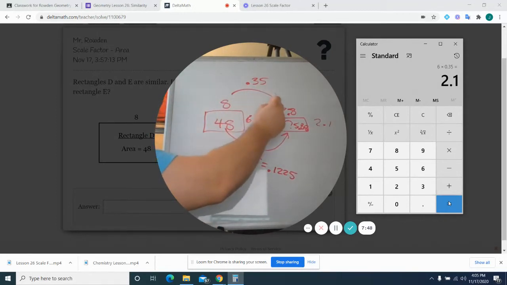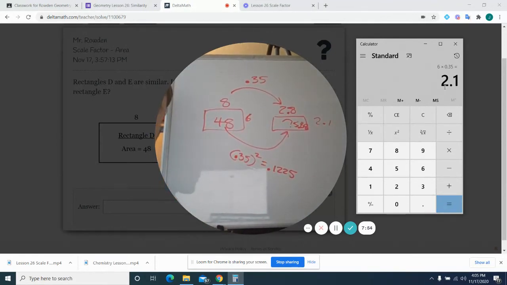Now let's take the scale factor for sides. Excuse me, 8 times 0.35 got me to 2.8. Let's do 6 times 0.35. And 6 times 0.35 gets me to 2.1. Now let's find the new area. So we'll do 2.8 times 2.1 to get the new area, and we get 5.88. So I know for sure that I did it right.